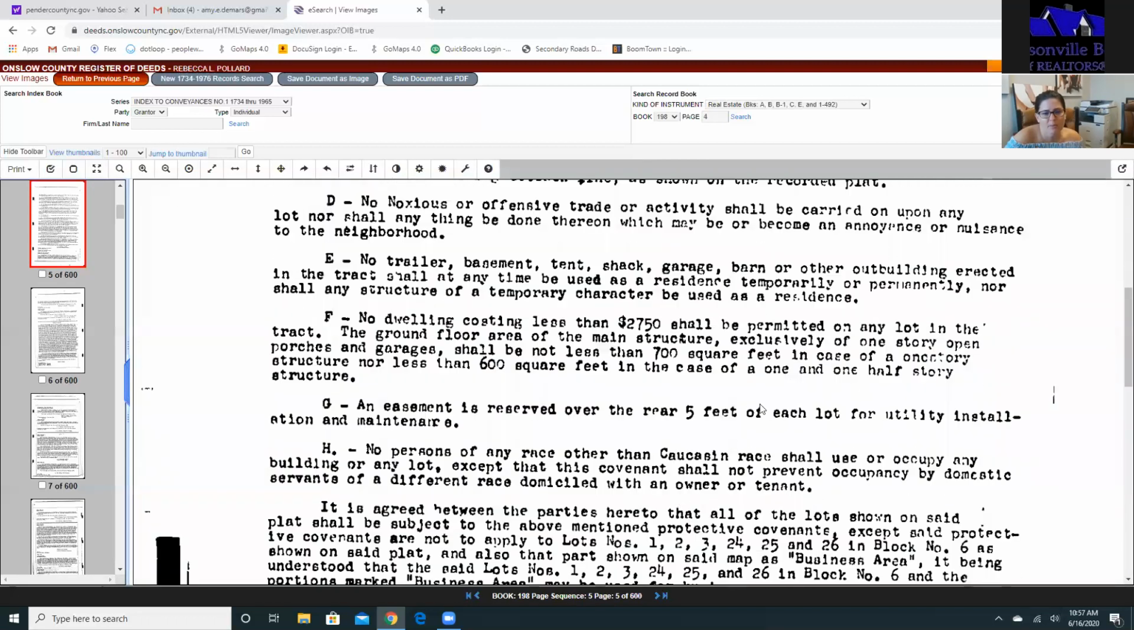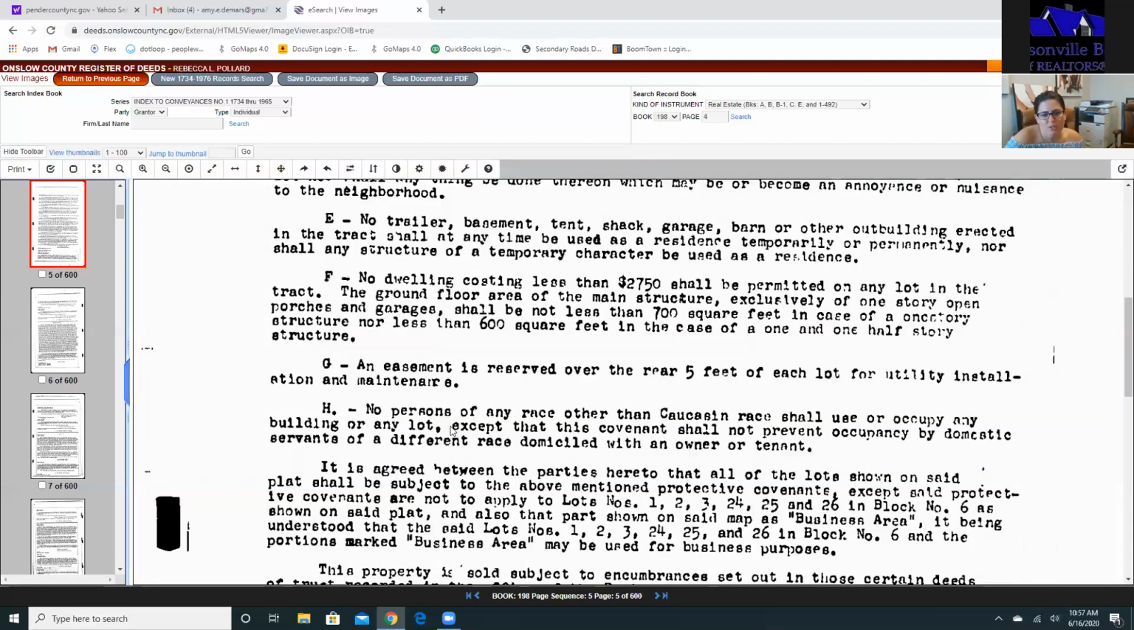This is the problem in H. No persons of any race other than Caucasian race shall use or occupy any building or lot except that the covenant shall not prevent occupancy by domestic servants of a different race domiciled with an owner or tenant. What? You know, it's horrifying when you read things like that. And we all know that that's not part of fair housing and it's not part of the federal law.